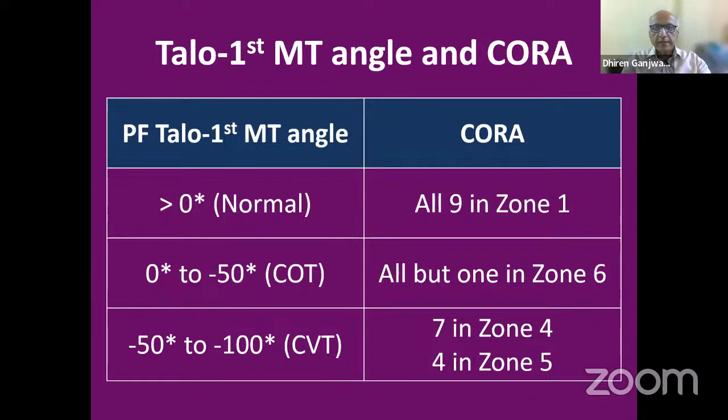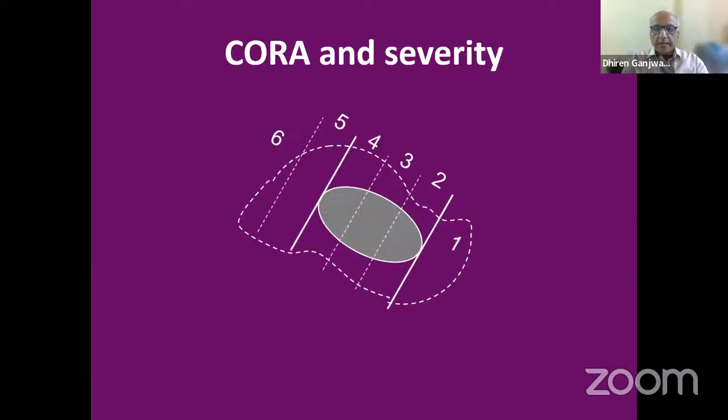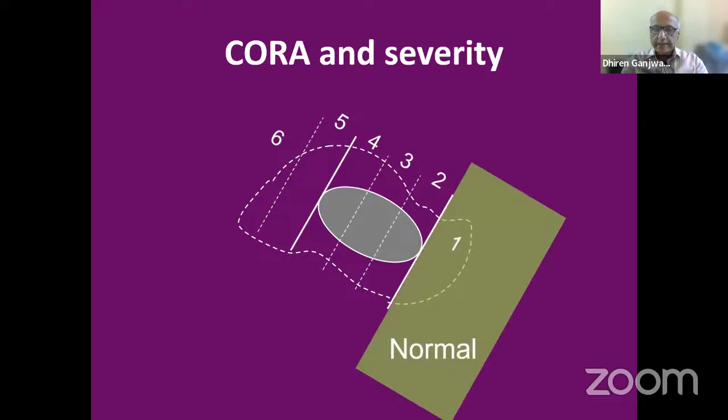So if we plot this with this picture, it becomes very clear that if the CORA is in zone 1, it's a normal foot. If the CORA is in zone 6, it's an oblique talus. And if the CORA is in zone 4 and 5, it's a vertical talus. None of the patients had CORA in zone 2 or 3.